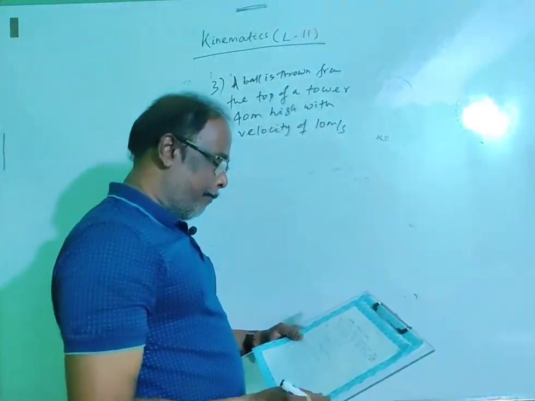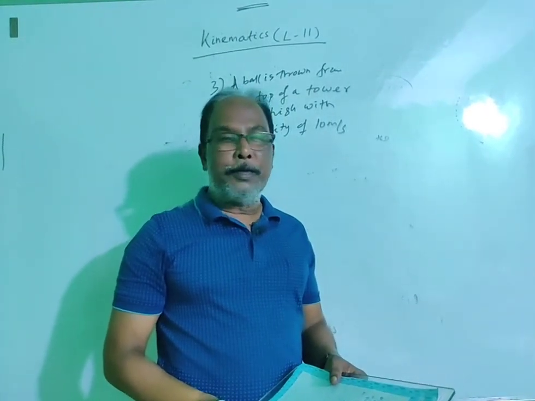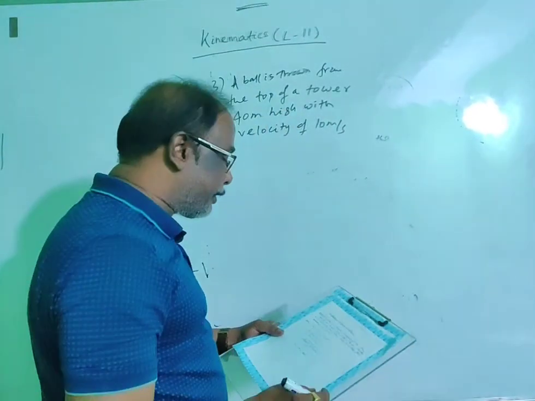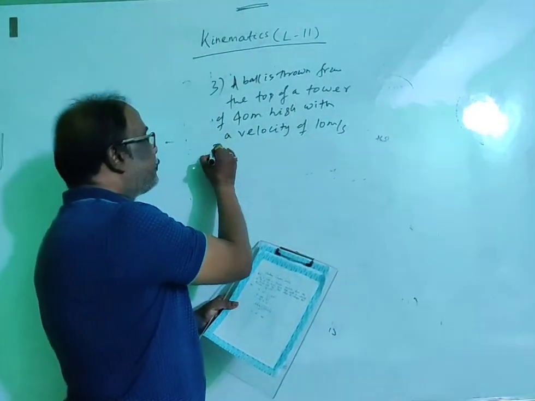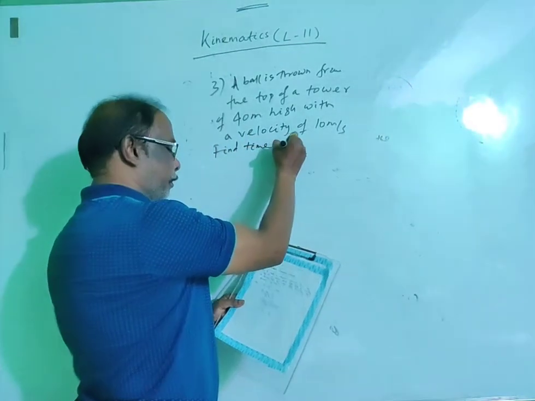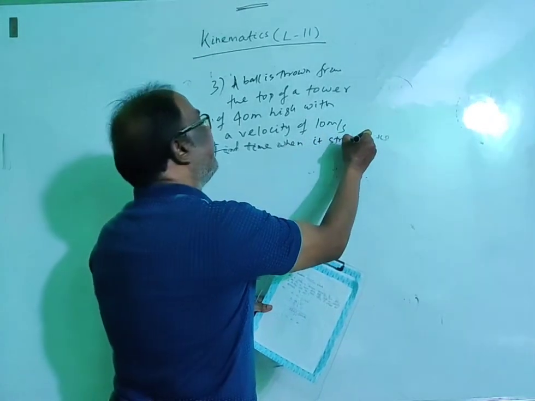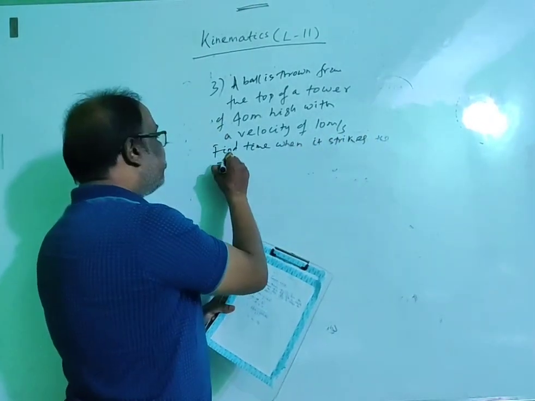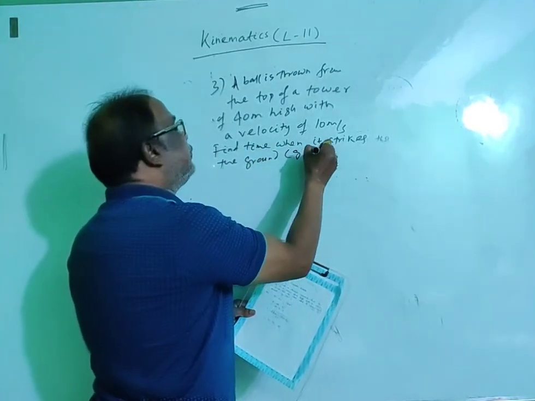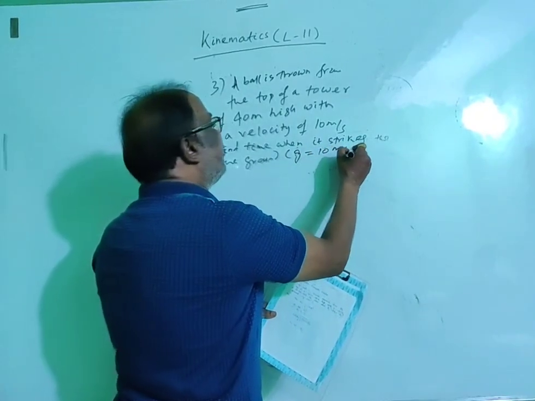Okay. We have already used the concept in the previous question. I have already told you how to get this answer. Then let's see what is asked. Find the time when it strikes the ground. Given, we have to take g is equal to 10 meter per second square.